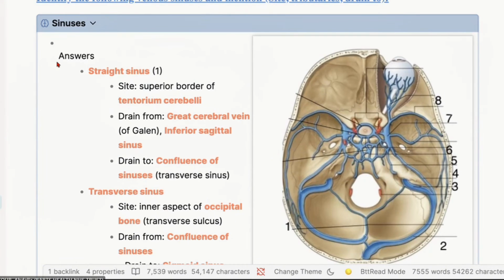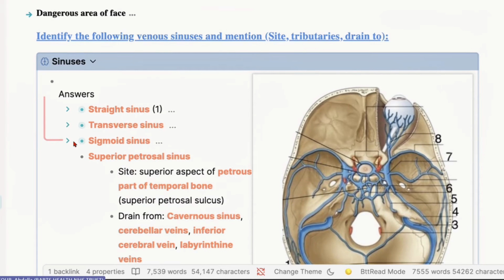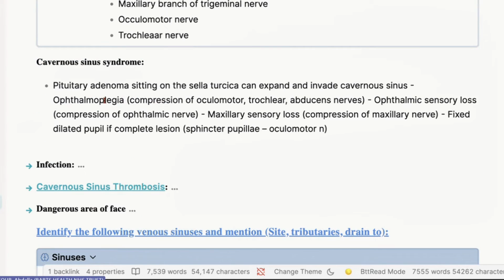Is that the syndrome where you get compression? So cavernous sinus syndrome is basically congestion of the cavernous sinus. It will be full of venous blood, and this will cause pressure on all the nerves: on the abducens, the oculomotor, and the trochlear nerve. The patient can come with ophthalmoplegia and a fixed dilated pupil, and also loss of maxillary nerve and ophthalmic nerve function, et cetera. And the infection can spread, and that will be cavernous sinus thrombosis.